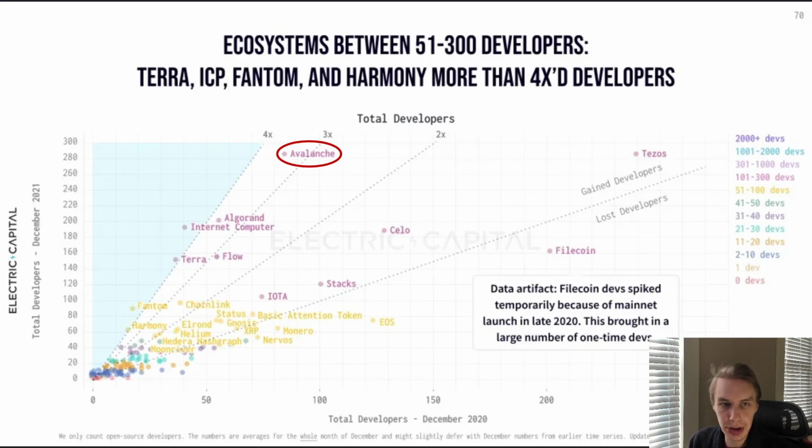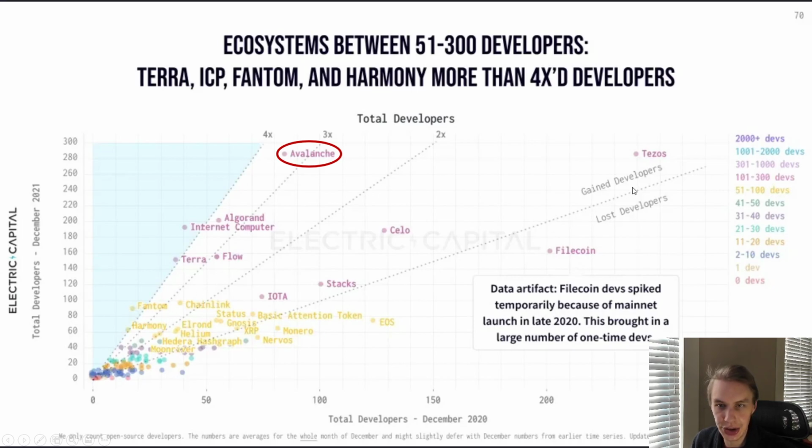I'll leave a link to that report in the description if you want to go and check out the full report. But I wanted to just make note where Avalanche fell in the context of some other chains in terms of the amount of development that's happening on them. So the way that you can read this graph is it's showing the total number of developers at the end of 2020 and comparing that to the total number of developers at the end of 2021, so end of last year. And what these dotted lines you see here are different rates of growth.